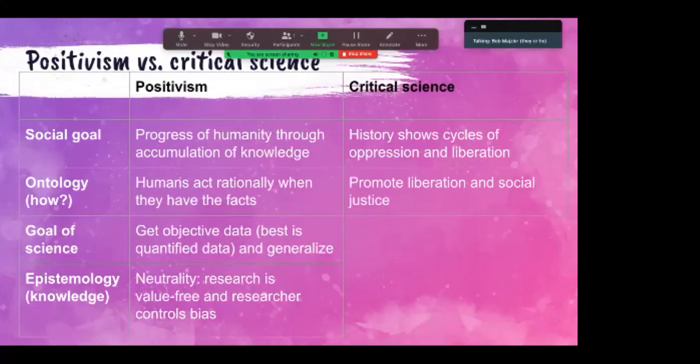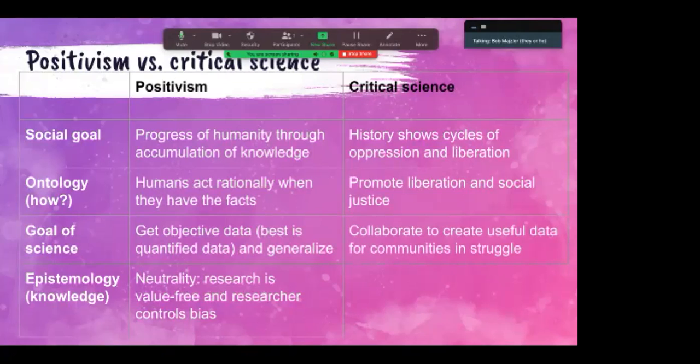In terms of ontology, there is a promoting of liberation and social justice that is the how, or in this case, the why of critical science. And a little bit at a deeper level, in contrast to the idea that humans act rationally, humans can act in many different ways. They can act oppressively and they can act in terms of liberation. And what's important is to look at the social conditions and the historical conditions of why humans act oppressively and why they act in terms of liberation. They are capable of both.